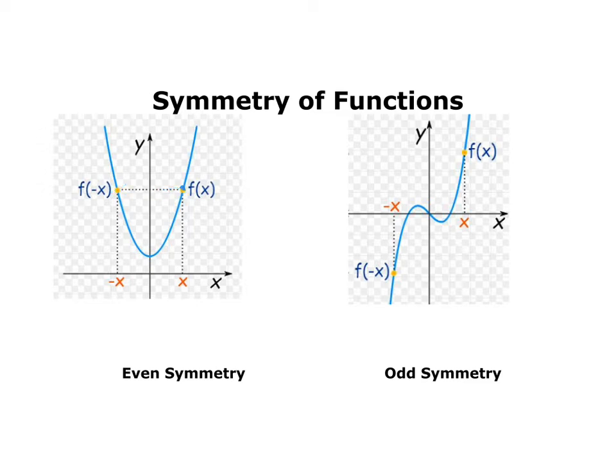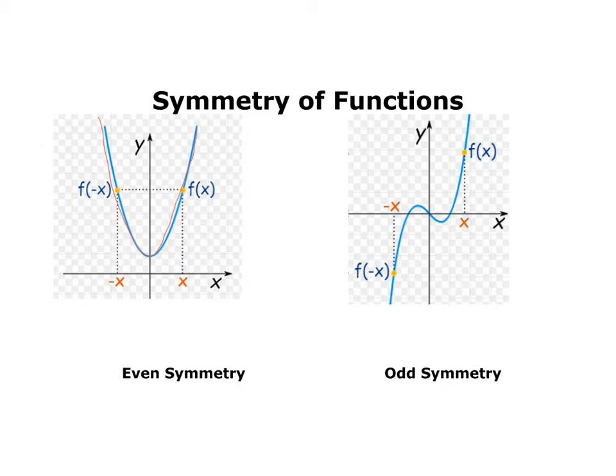So our first type of symmetry we're going to look at is called even symmetry, and it involves dealing with a horizontal reflection. So if you took this graph and you did a horizontal reflection, this graph would be the exact same thing. So instead of calling it a horizontal symmetry, we're going to use the word even, and we'll see why a little bit later on.